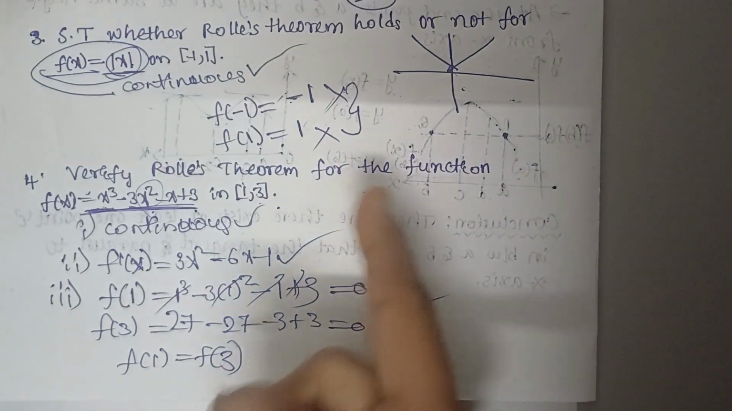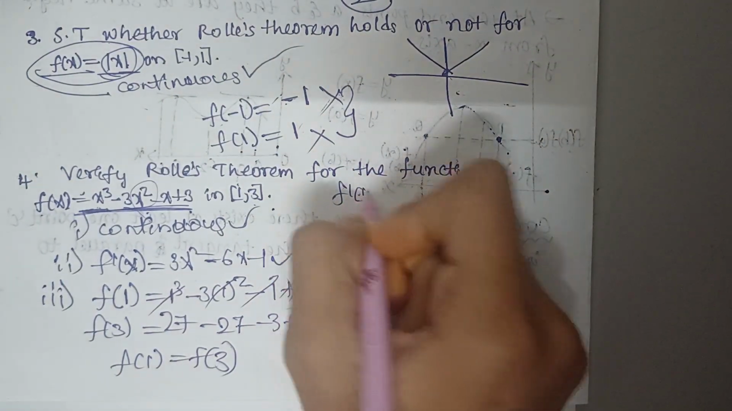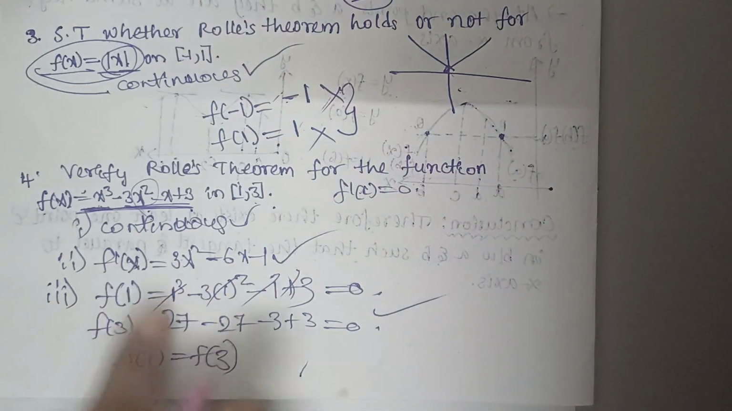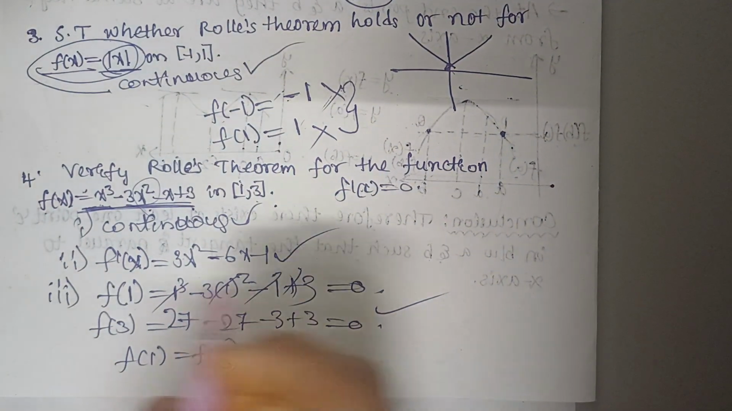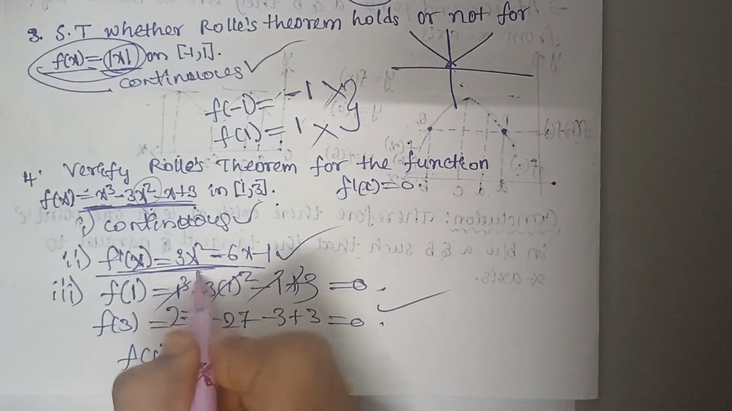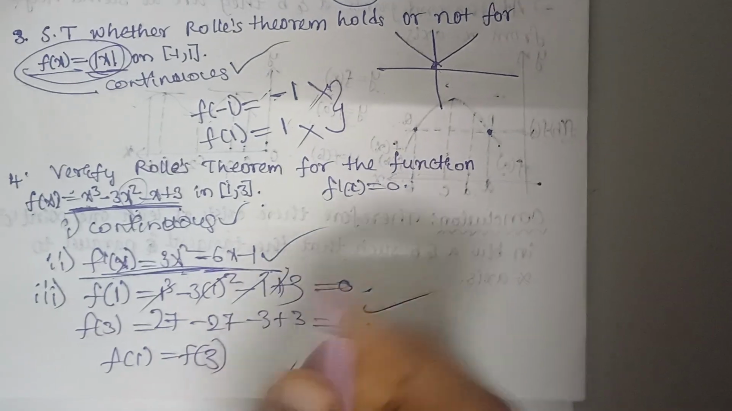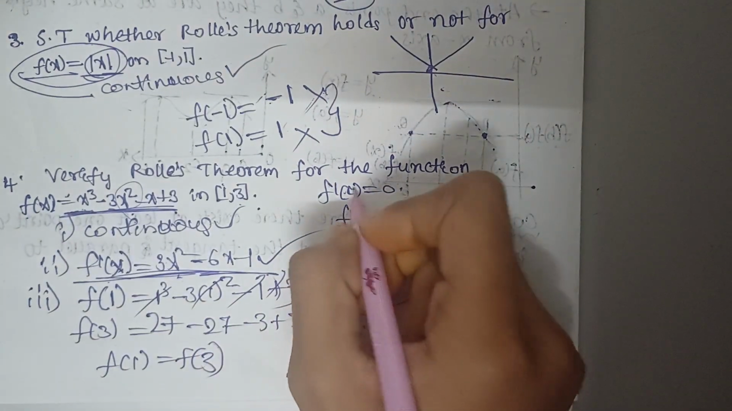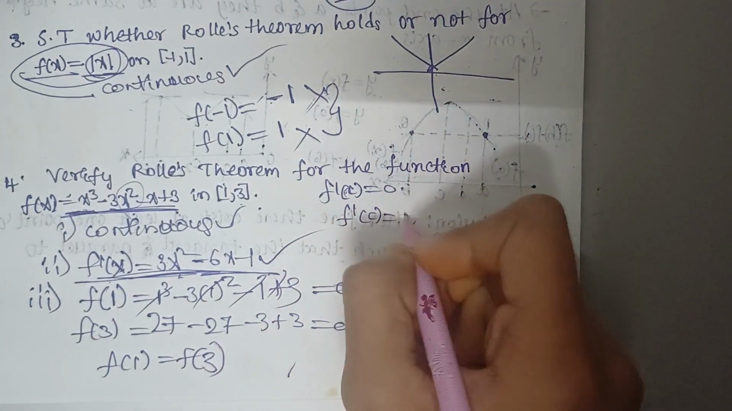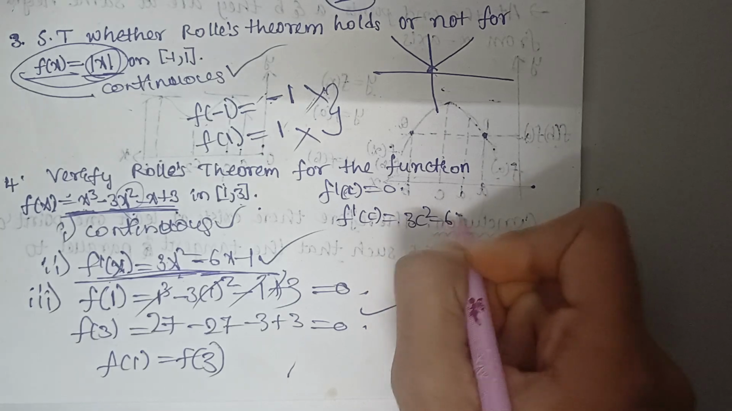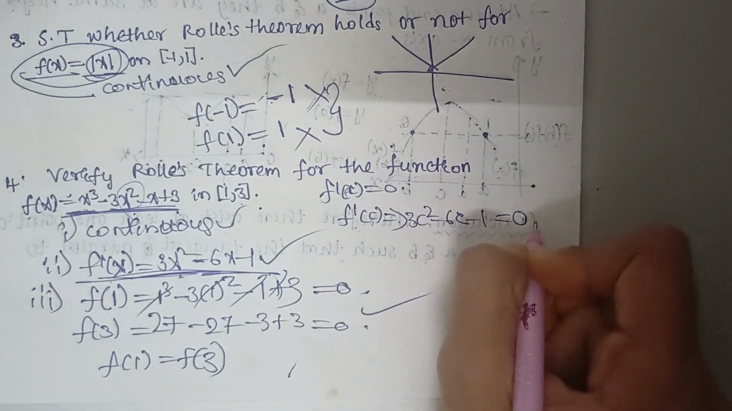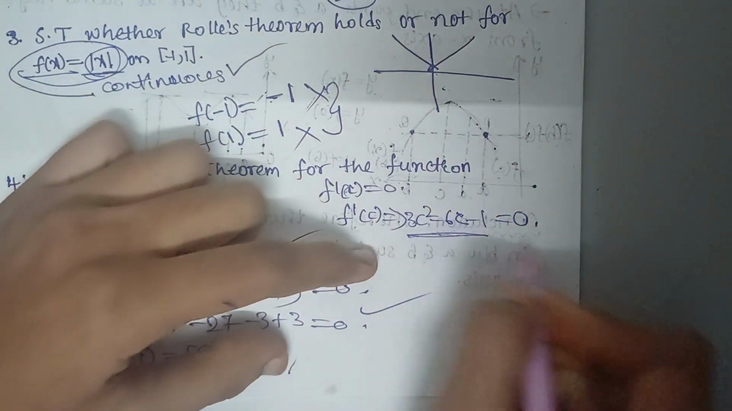Now there exists a point such that f dash of c should be equal to 0, right? So on equating this f dash of c to be 0, what is your f dash of x value? 3x square minus 6x minus 1. That means your f dash of c is equal to 3c square minus 6c minus 1, which is equal to 0. And you know how to solve this, right?